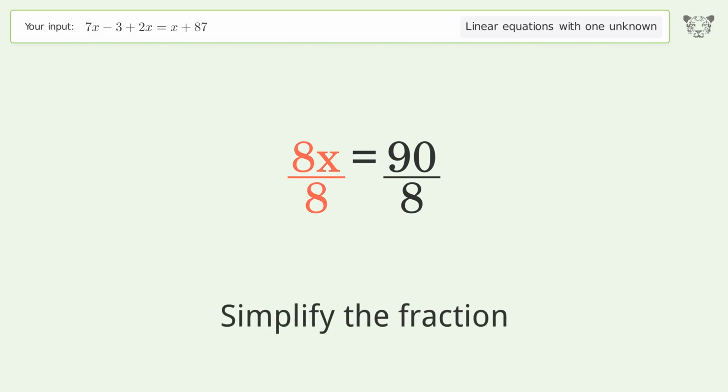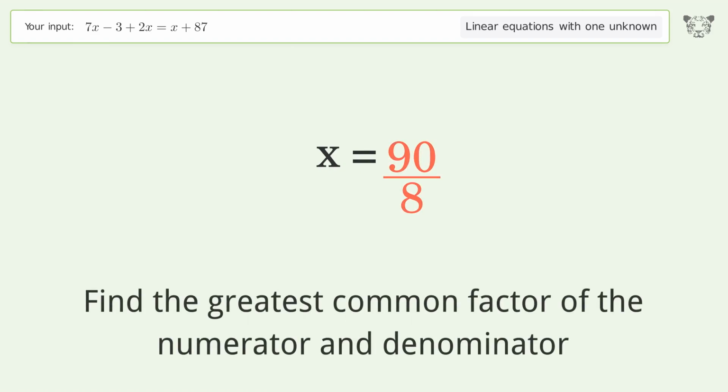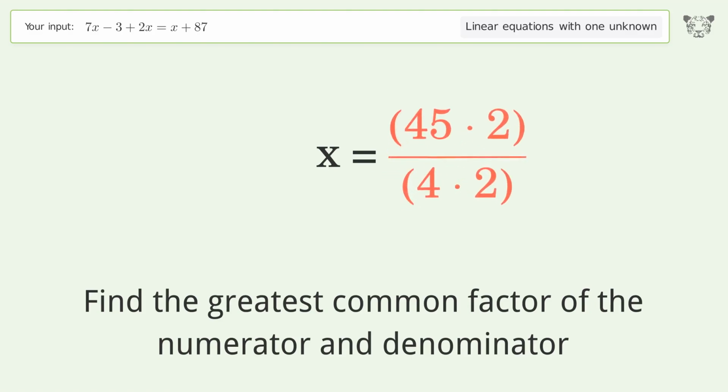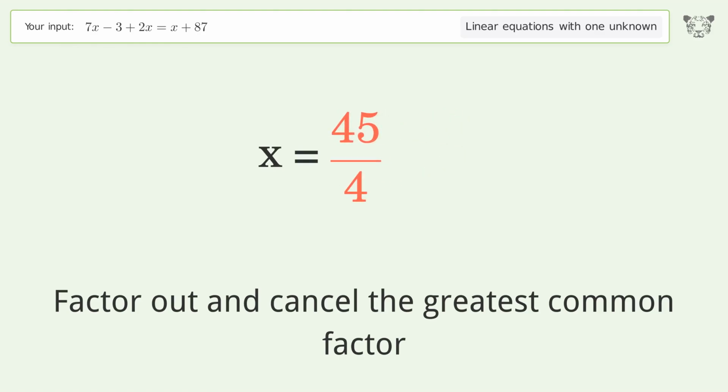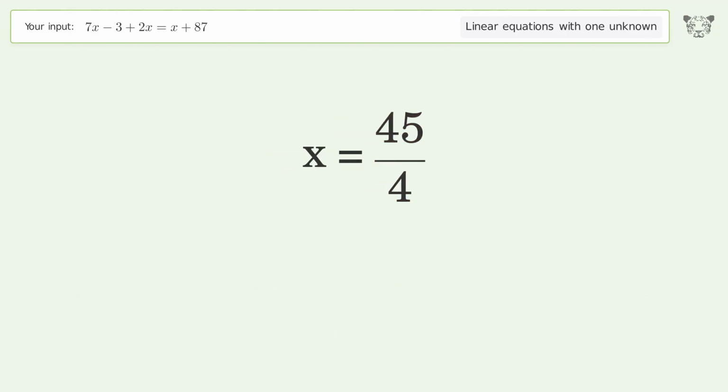Simplify the fraction. Find the greatest common factor of the numerator and denominator. Factor out and cancel the greatest common factor. And so the final result is x equals 45/4.